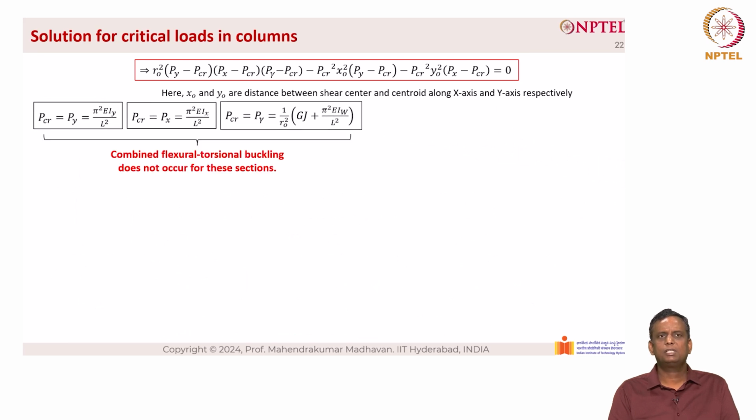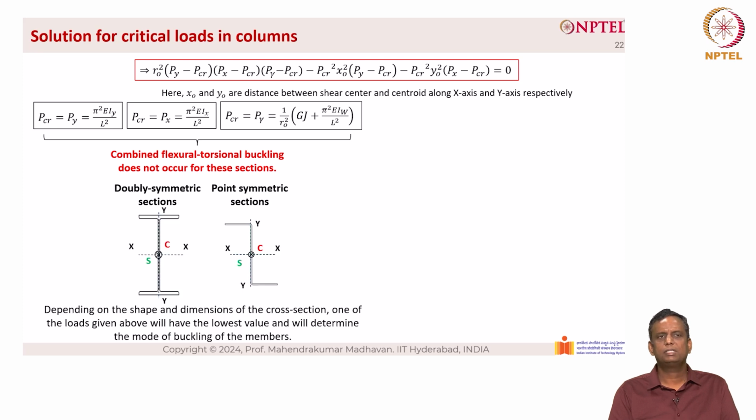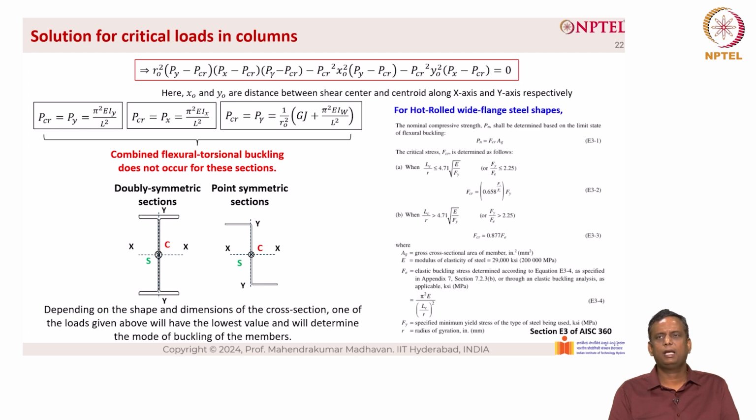In these situations, the combined flexural torsional buckling does not occur for these cross sections, which are doubly symmetric cross sections as well as point symmetric cross sections. Depending on the shape and dimensions of the cross section, one of the loads given above will have the lowest value and will determine the mode of buckling for the members. So this is represented in AISC 360.